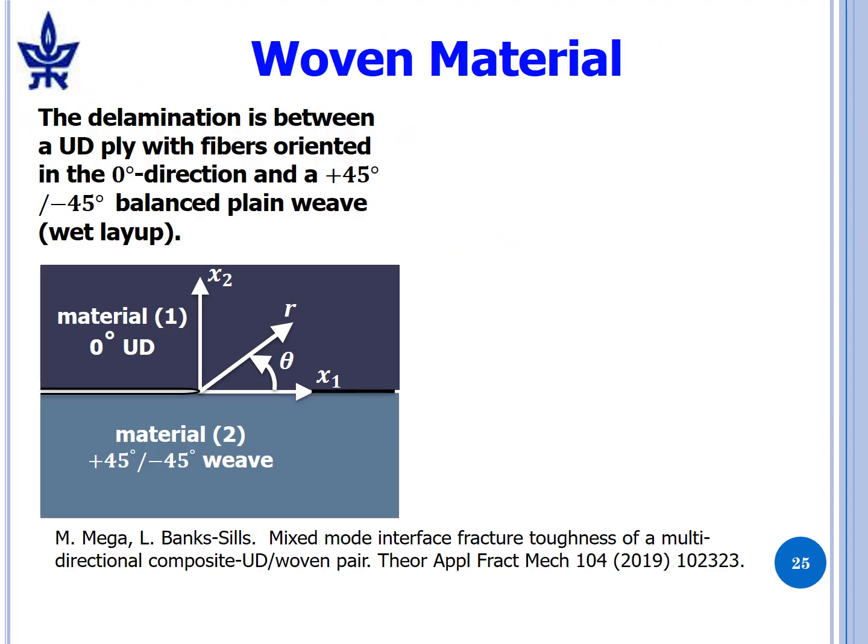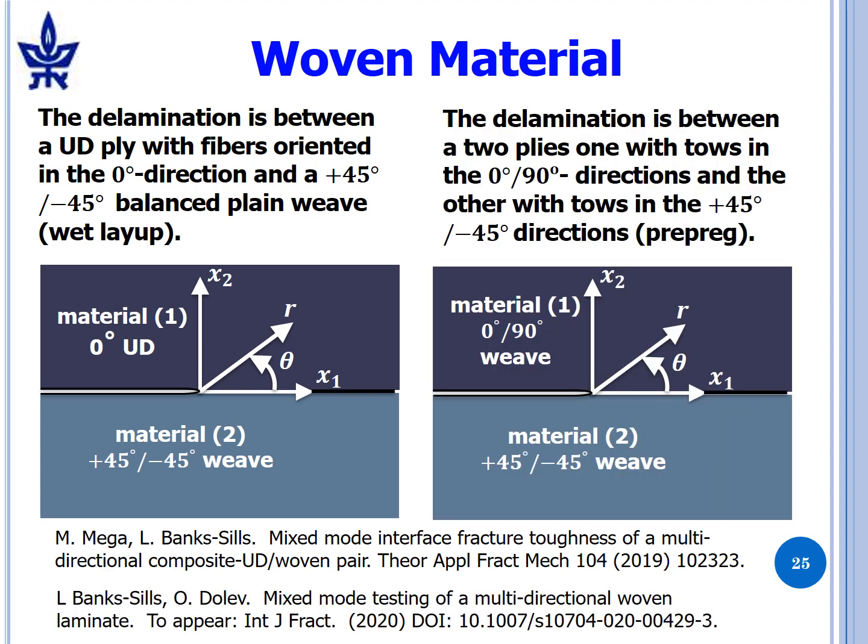So next, I would like to briefly show you results for two different interfaces. We have no time to go into the details. In the first case, we have fibers in the 0 degree direction, and we have a weave in the lower material. It's a balanced plain weave, formed by a wet layup. In addition, we have a delamination between 2 plies.